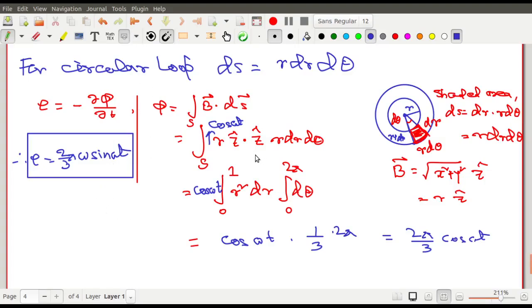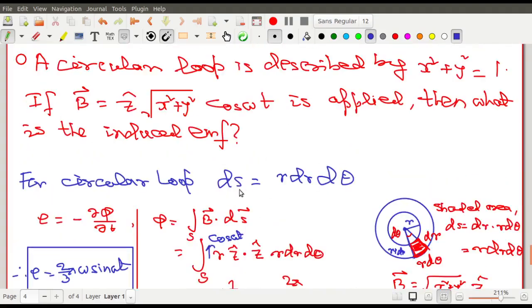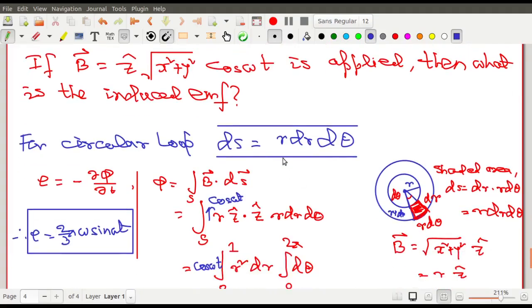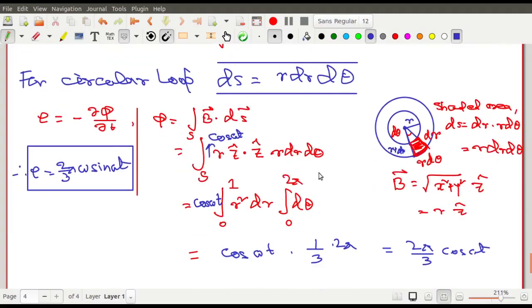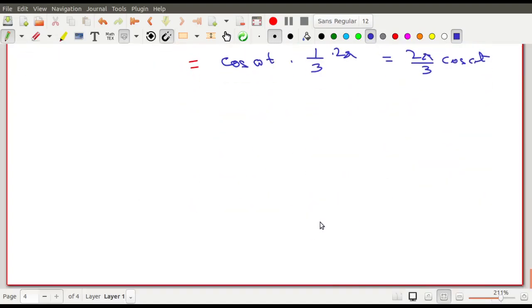So in this problem you have learned very important issues, particularly this one. This must be remembered. This is the surface element in the polar coordinates, r theta coordinates. This is the surface element, r dr d theta. And how do you get it? That is what I have shown you over here. Right? Fine.